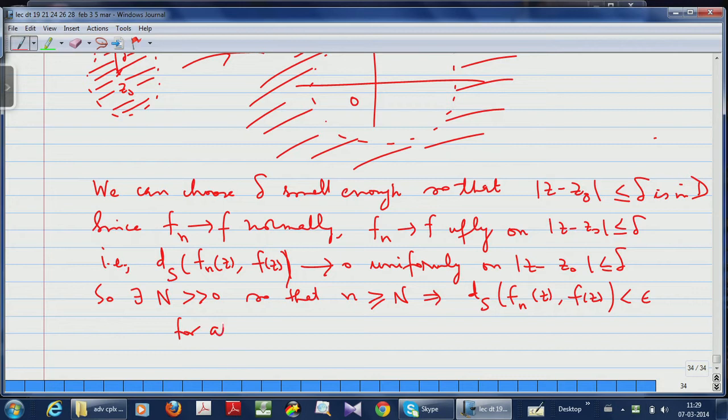For all z in |z - z₀| ≤ δ, independent of N. See, the point is that you can choose this capital N in a way that has got nothing to do with this z. That is the uniformity of the convergence.